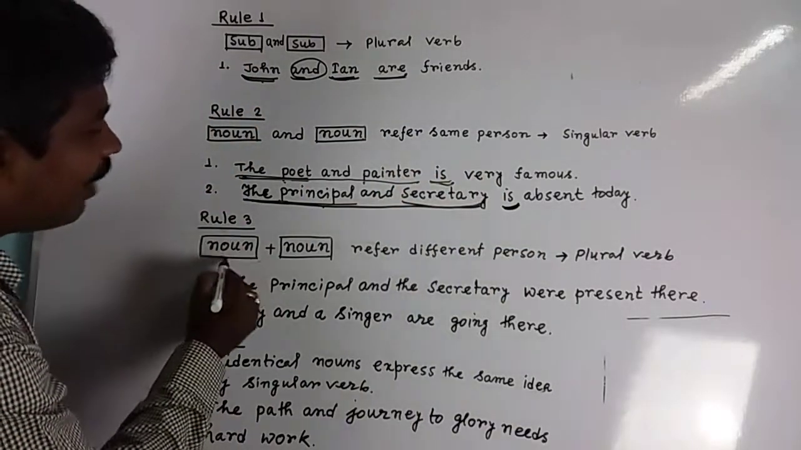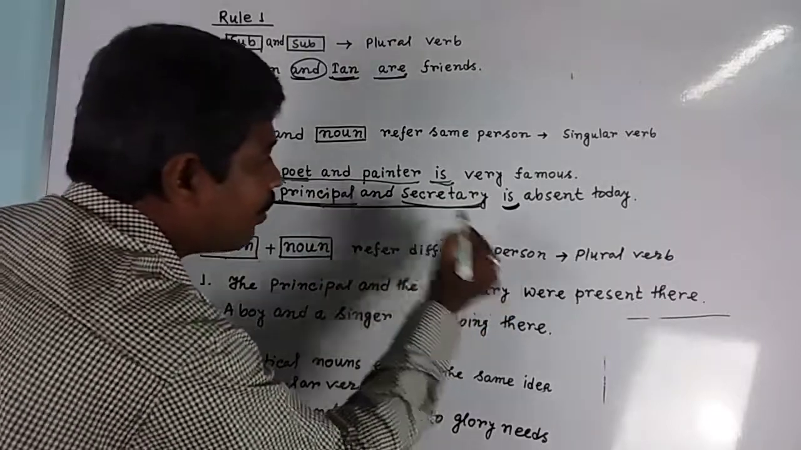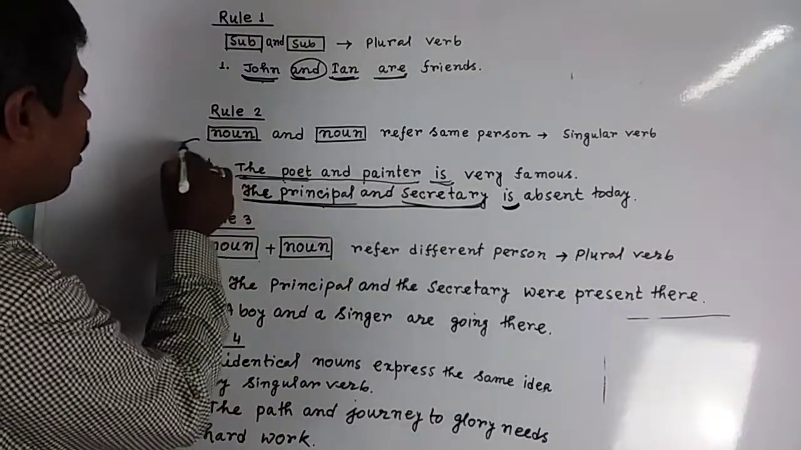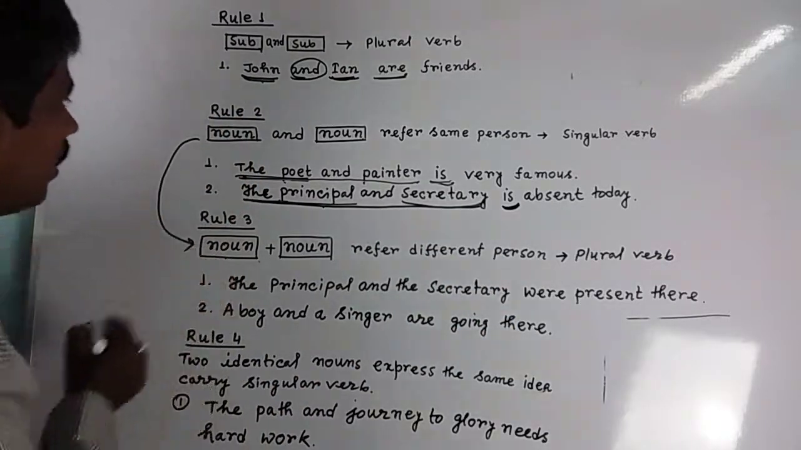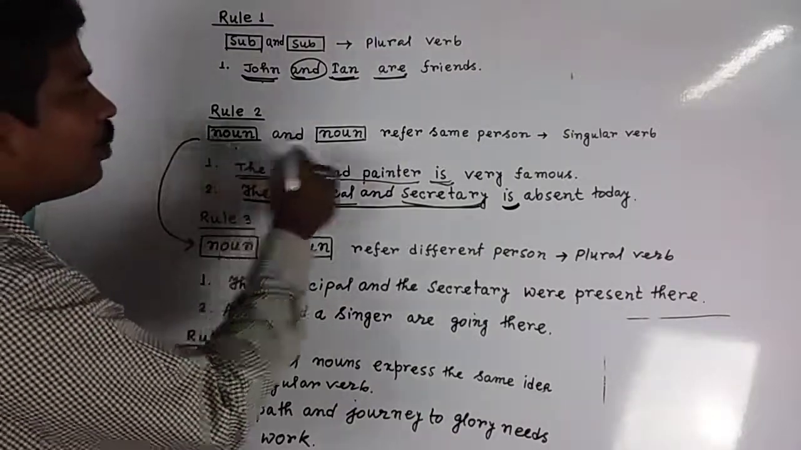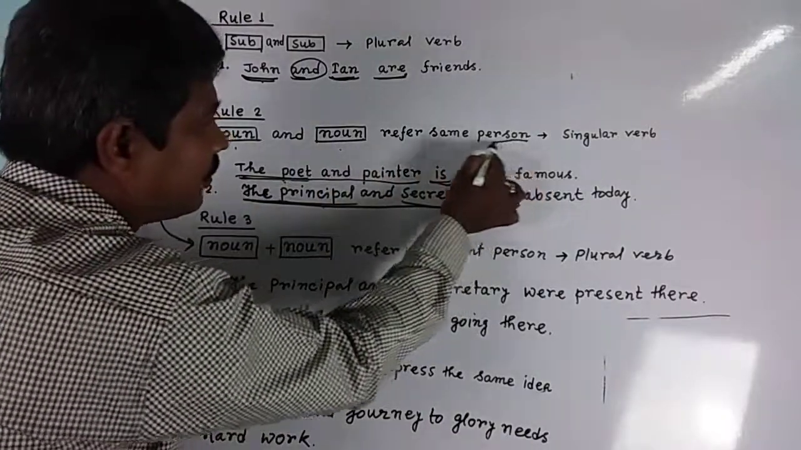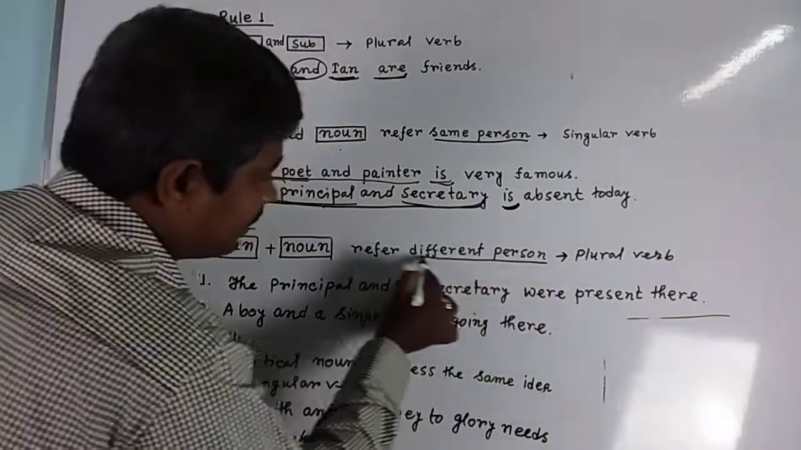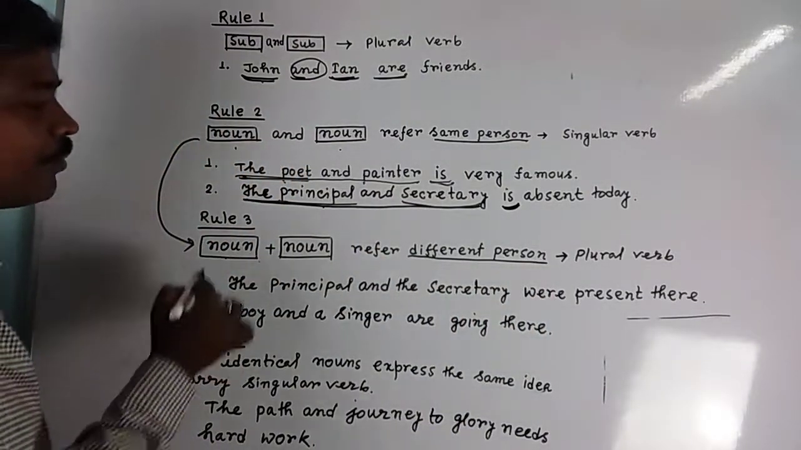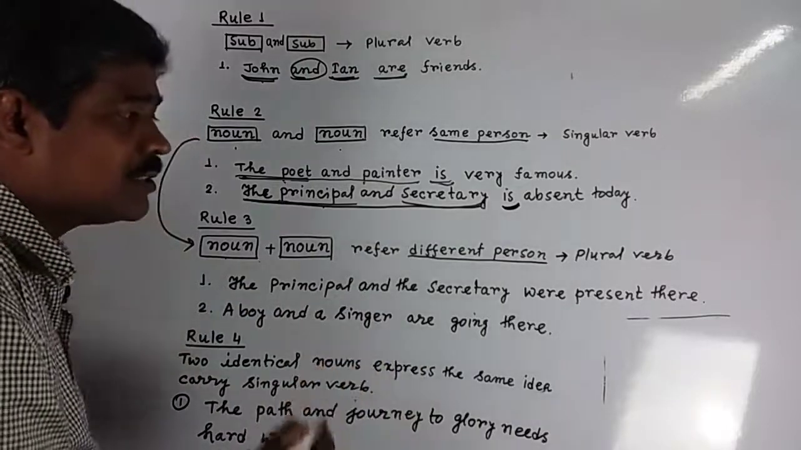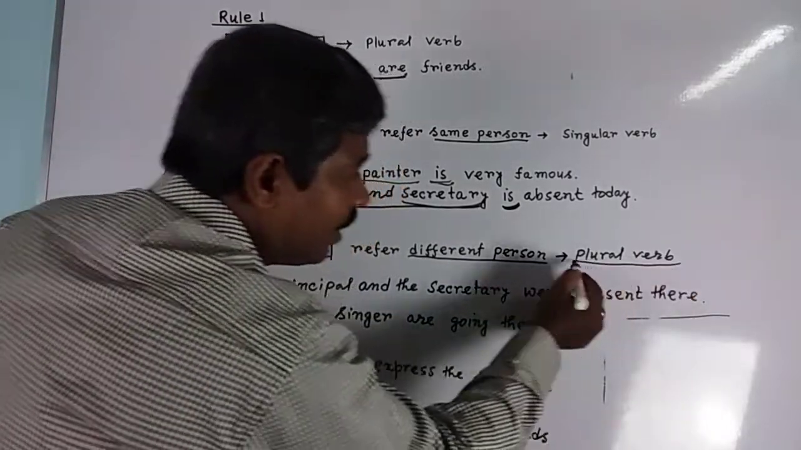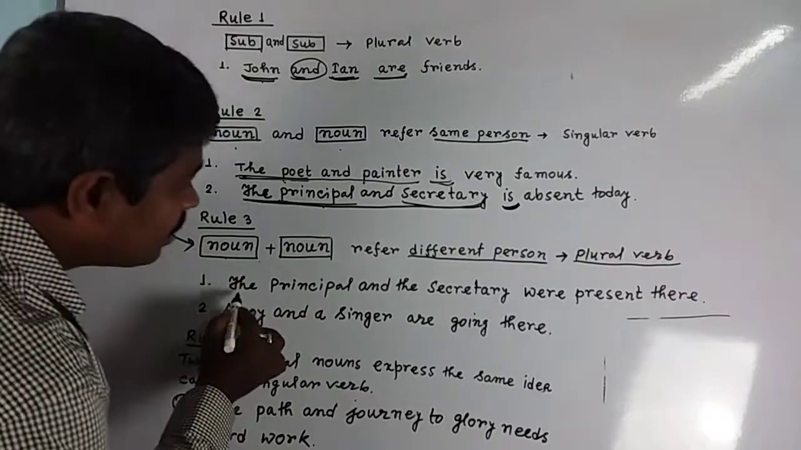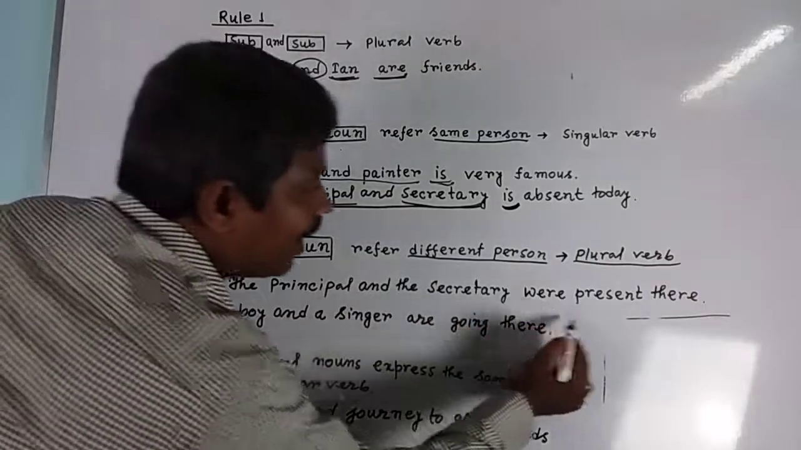Rule number 3. Noun plus noun refer different persons. Just the opposite of rule 2. Noun plus noun. Here noun plus noun refer the same person. Here noun plus noun refer different persons. If two nouns refer different persons, so we have to write down the plural verb. Here you can see the principal and the secretary were present there.